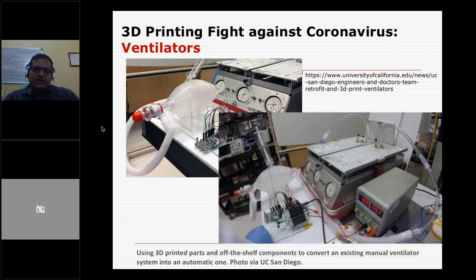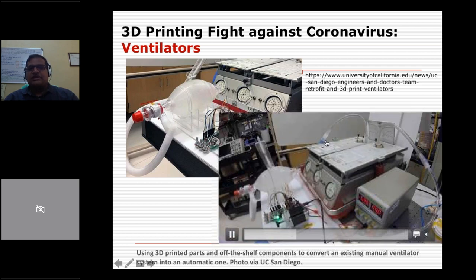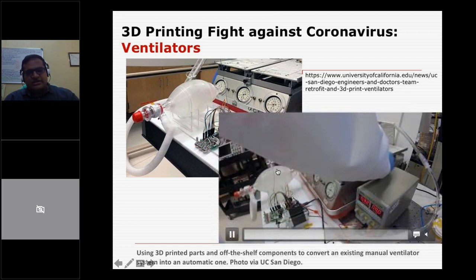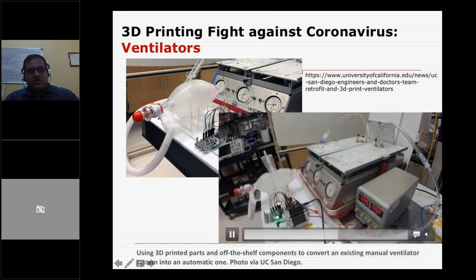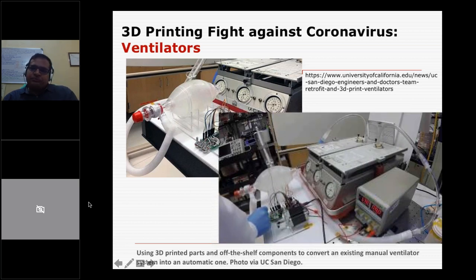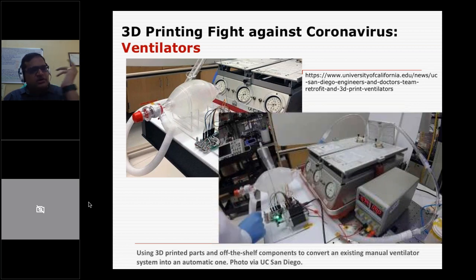And of course, different people are coming out with different ideas. One is how to convert your manually operated ventilator to an automated ventilator. The University of California converted the manual ventilator into an automated ventilator by 3D printing these parts, and connected the balloon to a 3D printed part, giving the strokes through a motor. By varying the motor speed, and the quantity of oxygen being supplied, the patient's lungs get the oxygen. This will be an alternative, or a way of further automating ventilators.